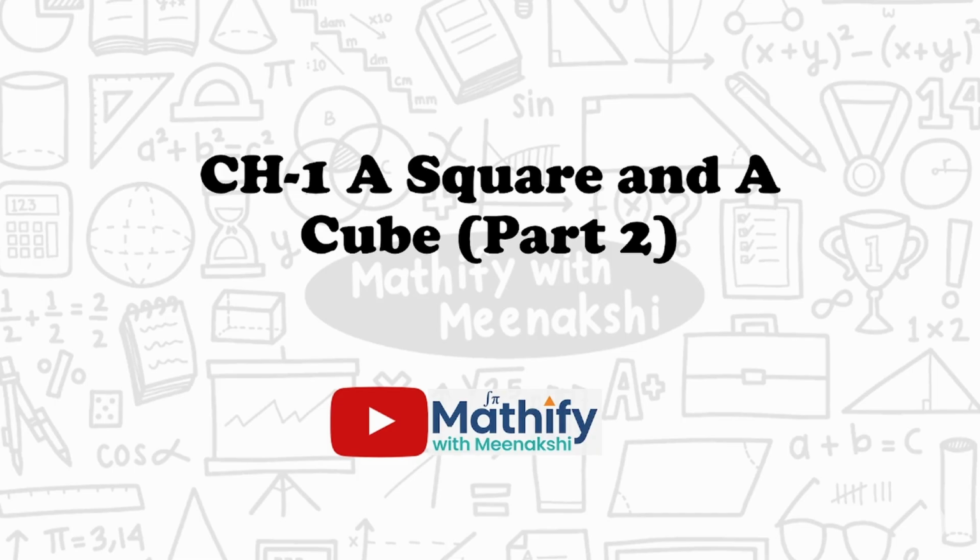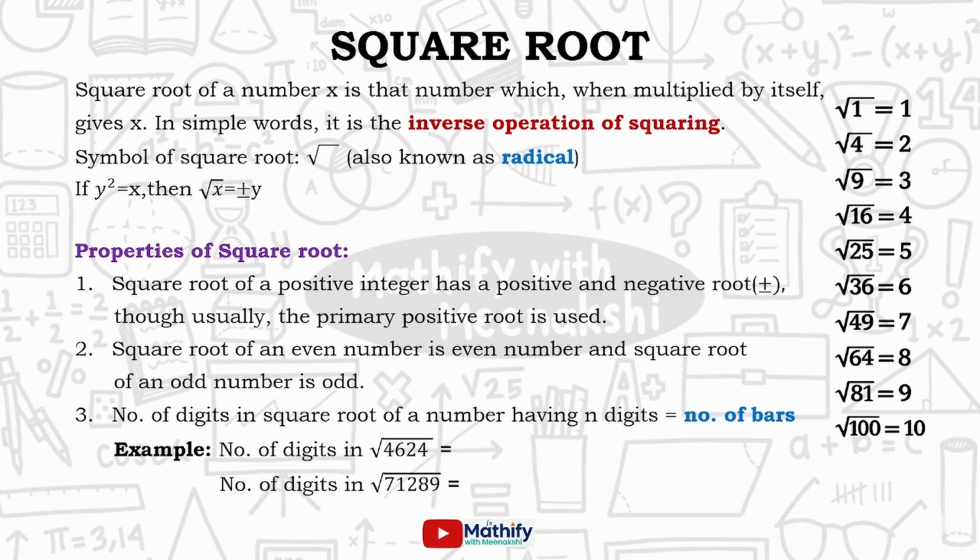What is square root? Square root of a number x is that number which when multiplied by itself gives x. In simple words, it is the inverse operation of squaring. I will explain you with the help of an example. As you know that 3 into 3 is 9, or you can say 3 square is 9. Then the square root of 9 is 3.